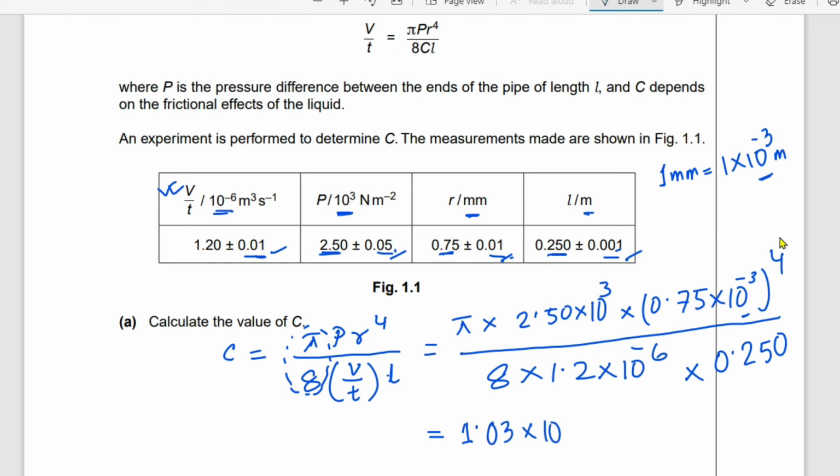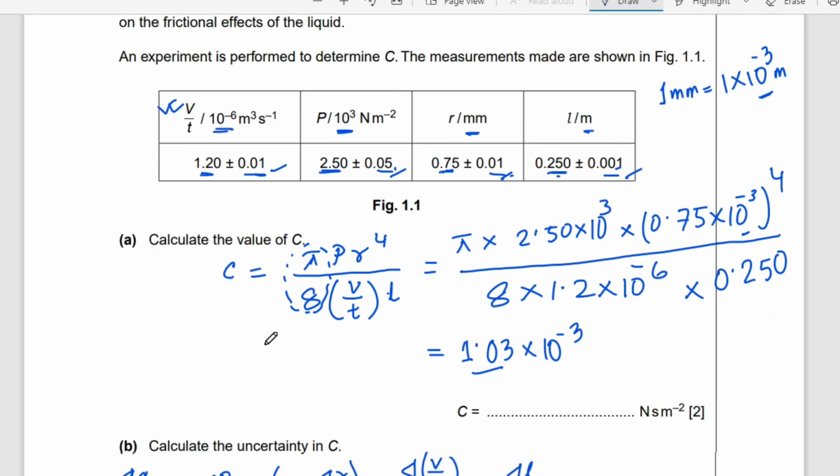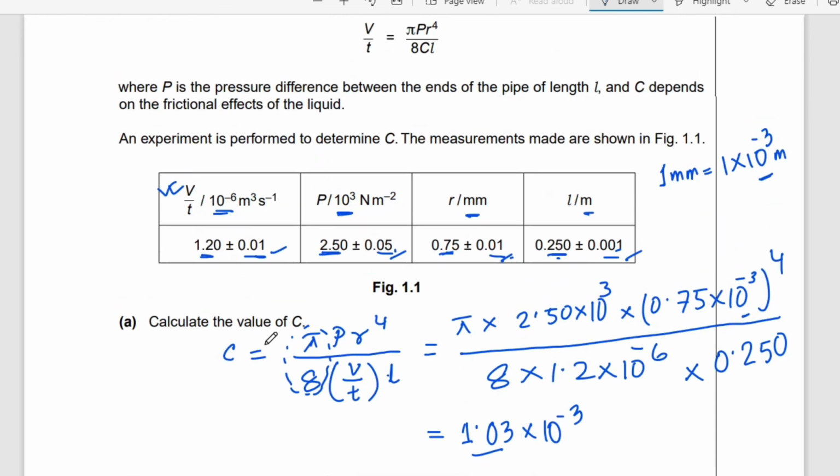And when we do the calculation, we should put the values into the calculator very carefully so that we do not need to calculate it over and over again. Just take your time, be careful of what you are typing and inputting in your calculator. So this is what we got: 1.03 times 10 to the power negative 4 as the value of C.